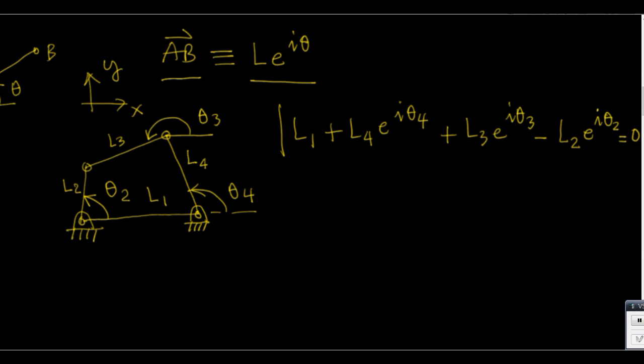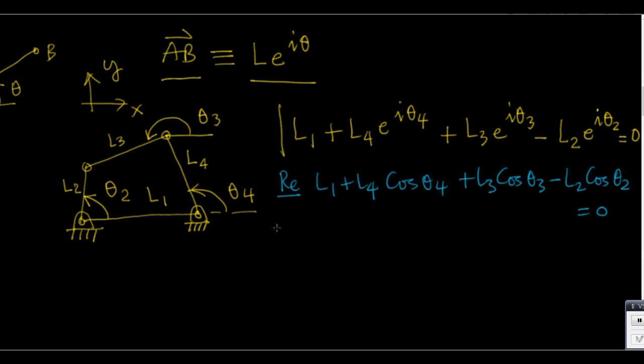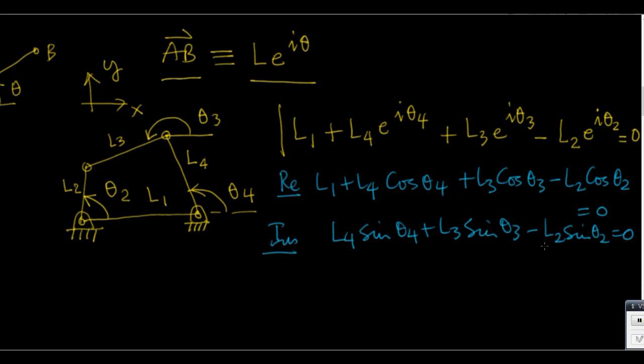It actually has two parts. Let me write them in blue. So there is the real part, which is L1 plus L4 cos theta 4 plus L3 cos theta 3 minus L2 cos theta 2 equals 0, and there is the imaginary part, which is L4 sin theta 4 plus L3 sin theta 3 minus L2 sin theta 2 is equal to 0. Okay, so we've got these two equations.